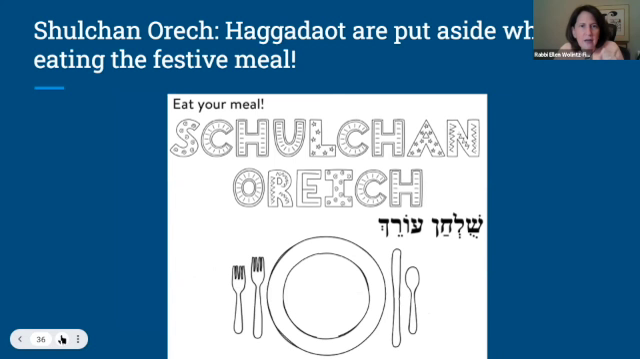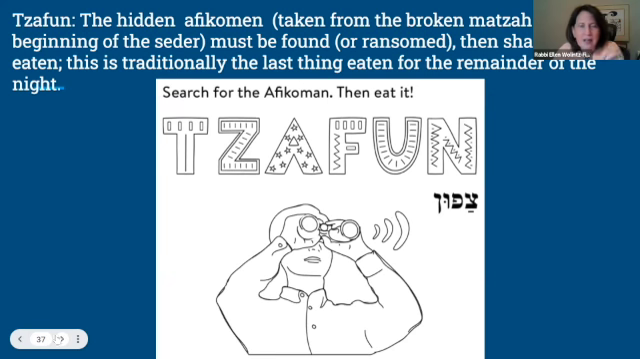then afterwards we have Shulchan Orech, and it's when you eat the meal, a set table. You eat the meal. Tzafun is to look, as you're seeing, and you're looking for the afikomen, that broken part of the matzah. And that is supposed to be your afikomen, which literally means dessert, and that should be the last thing you eat.